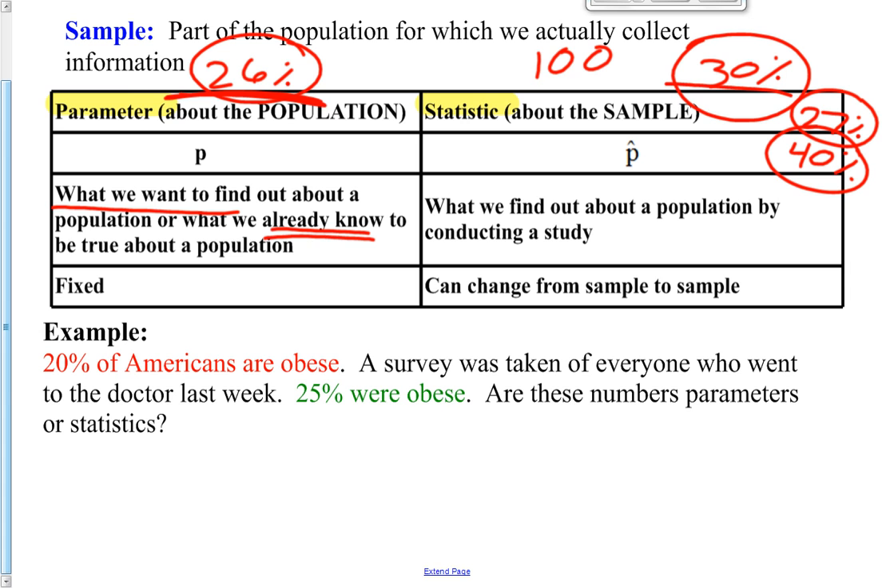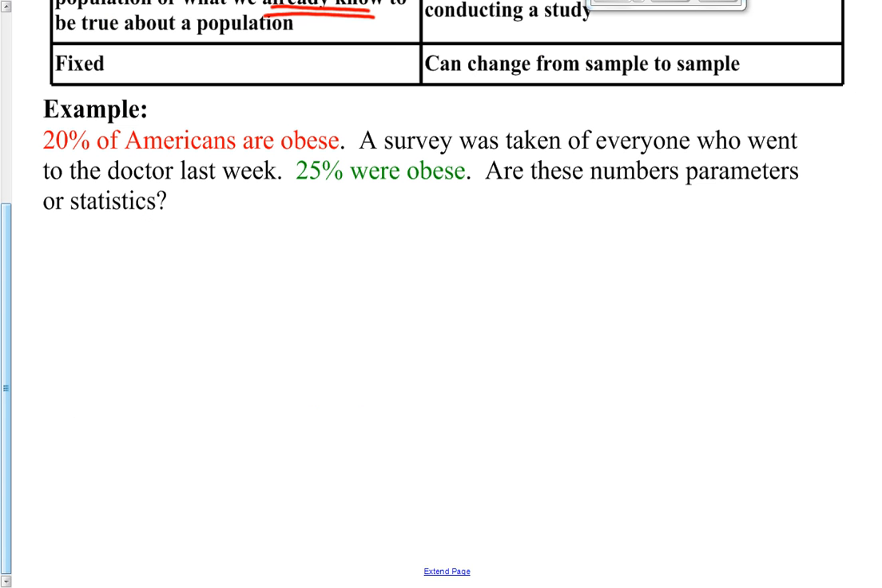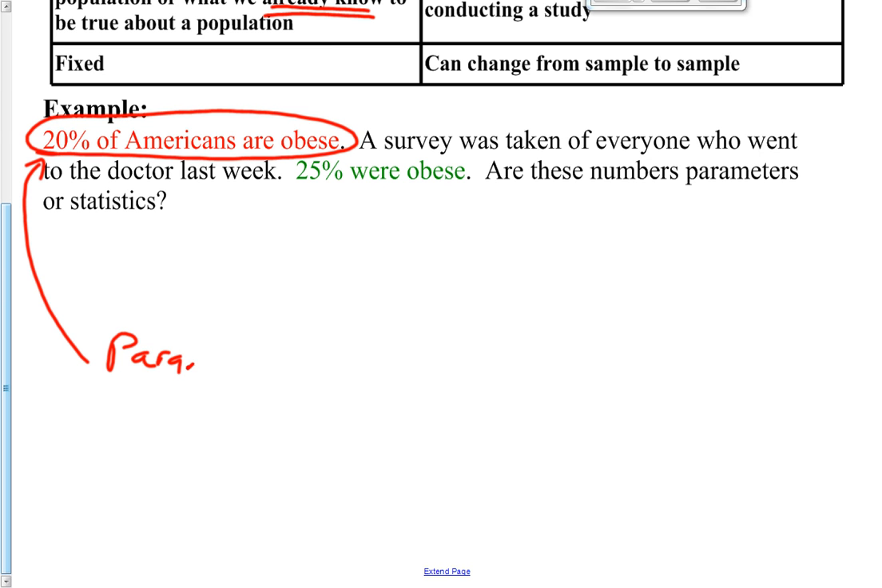So here's an example. 20% of Americans are obese. A survey was taken from everyone who went to the doctor last week, and 25% were obese. Are these numbers parameters, or are they statistics? Well, this is true of the entire population: 20% of Americans are obese. That is a fact. Those facts are what we call our parameters.